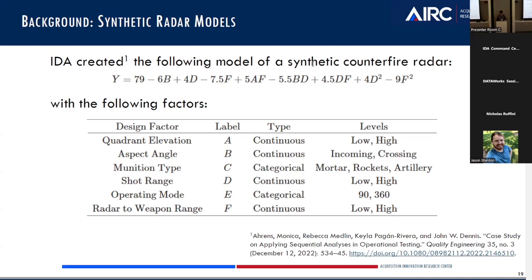In this paper, they wrote down this model and the relevant factors for this system. If we're observing a shot, the munition type might be a key factor, the shot that was fired. The angle, either the angle at which the shot was fired or the angle of orientation between that shot's trajectory and the radar, might both be factors. The last factor, radar to weapon range, will also, of course, affect the ability of the radar to locate the target.